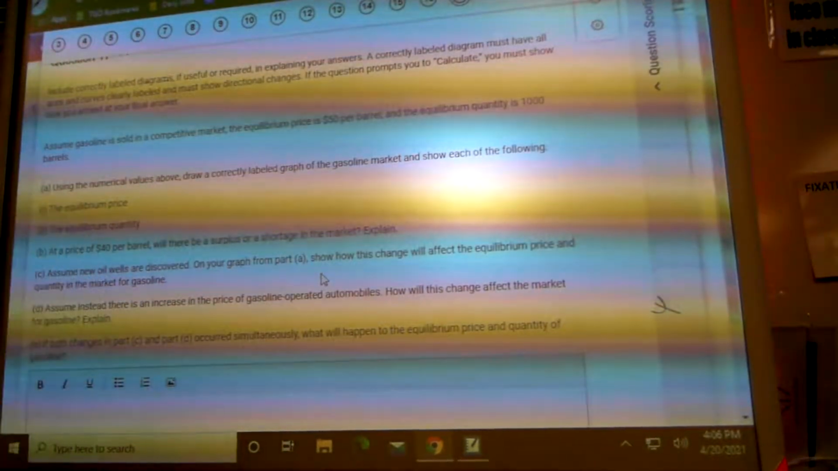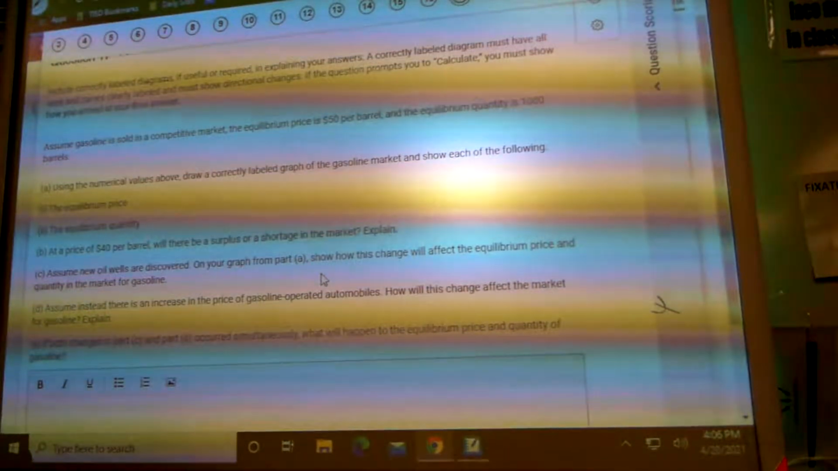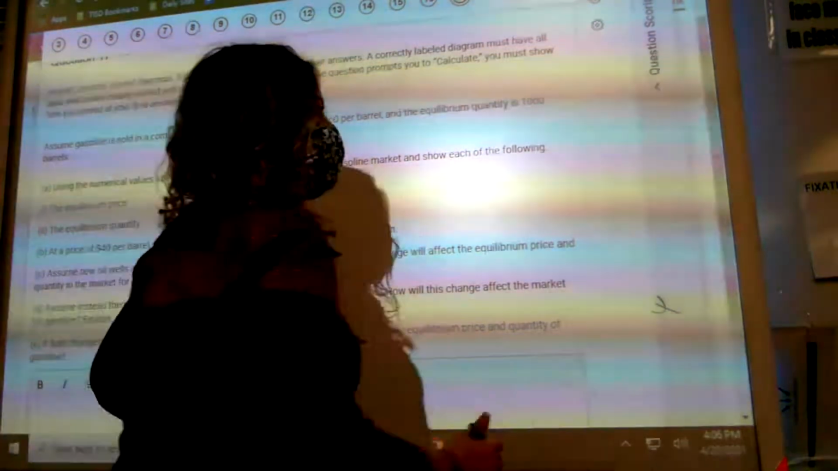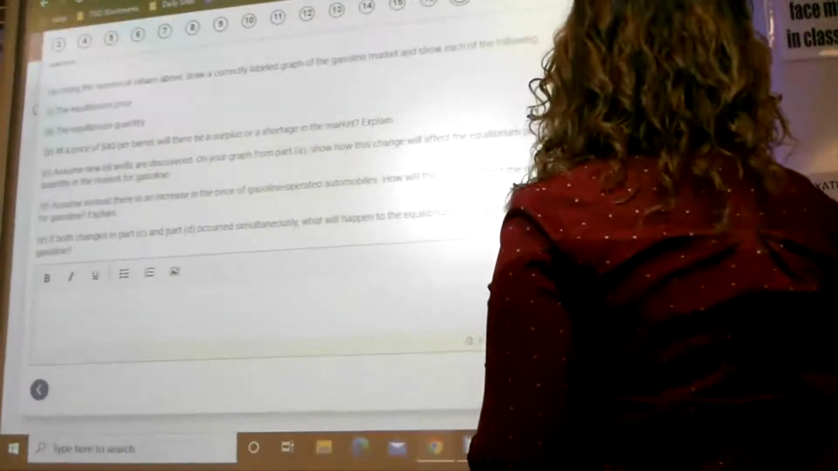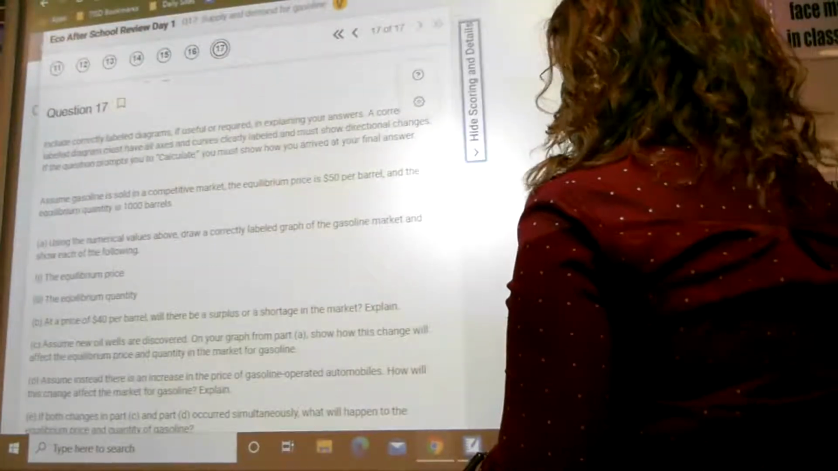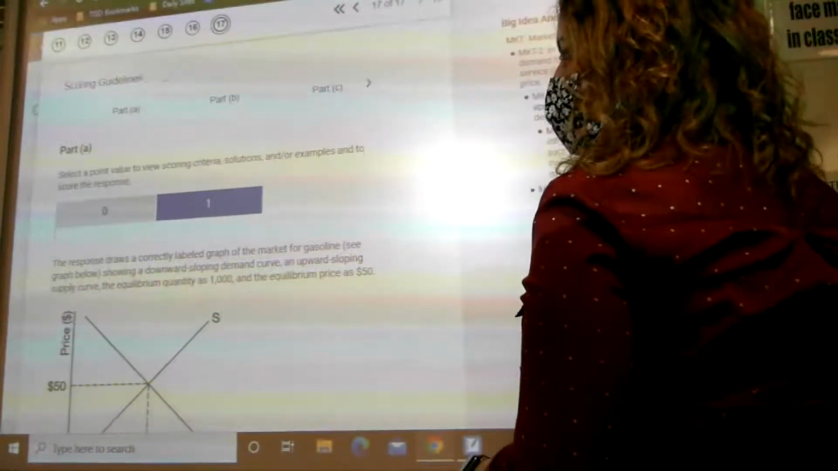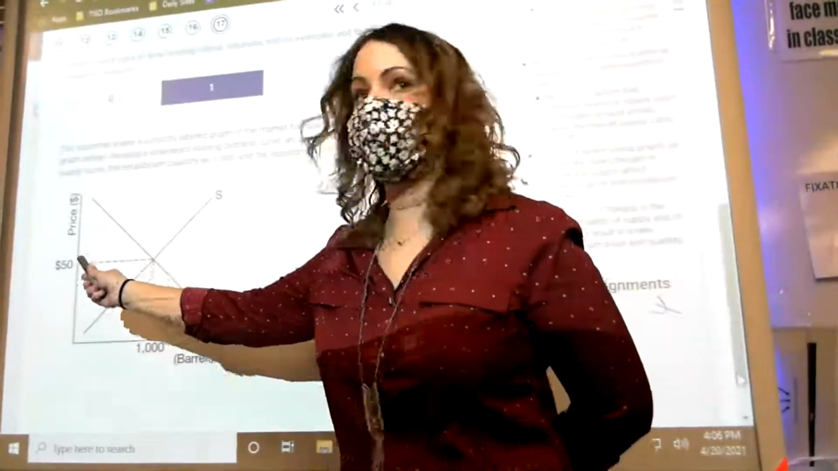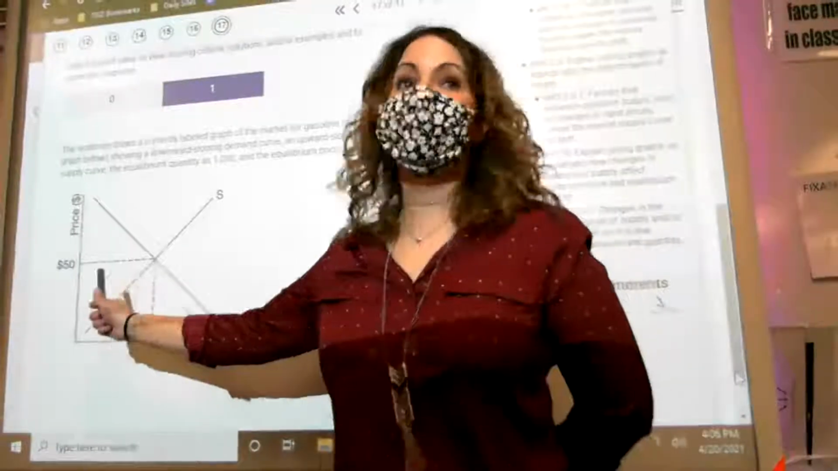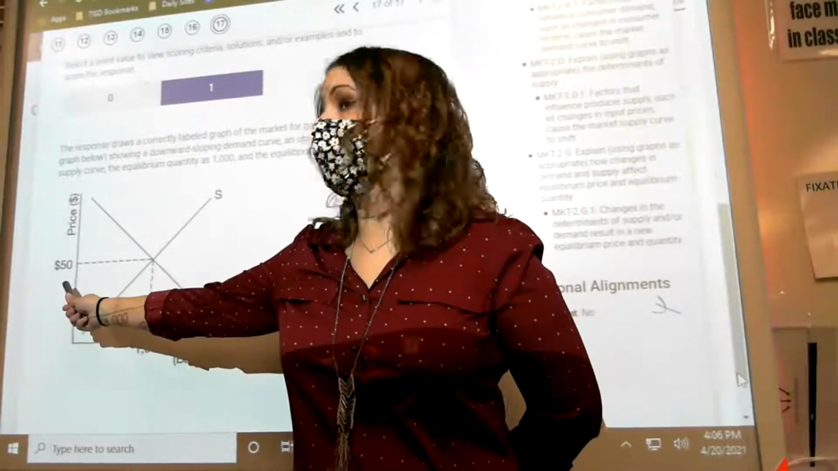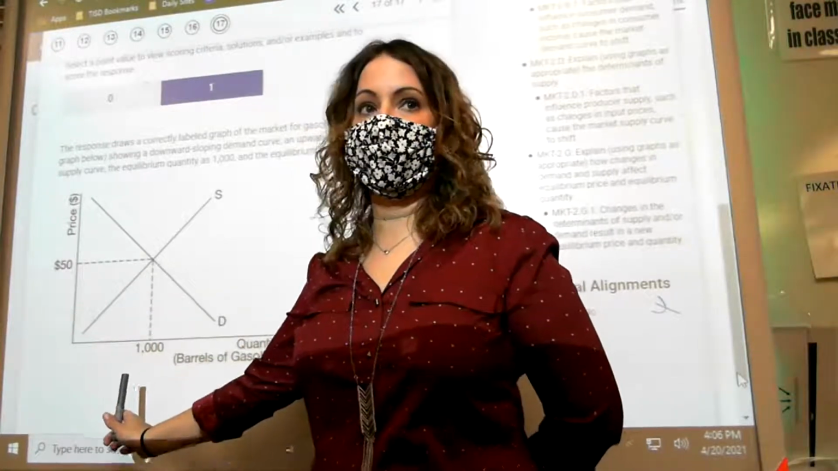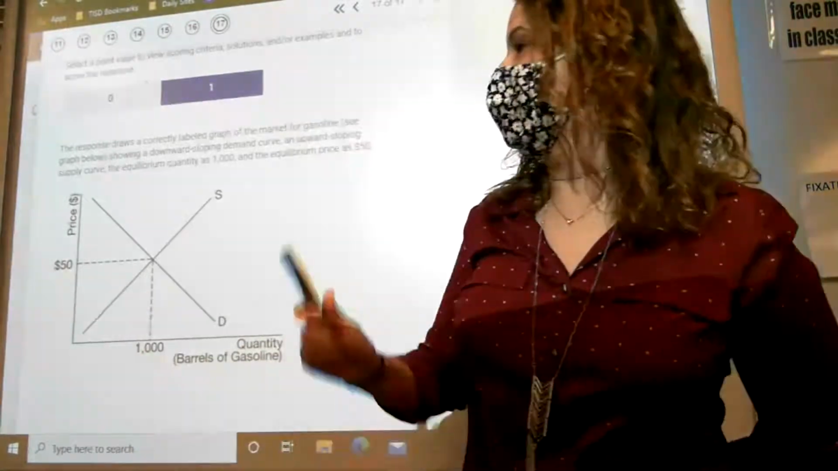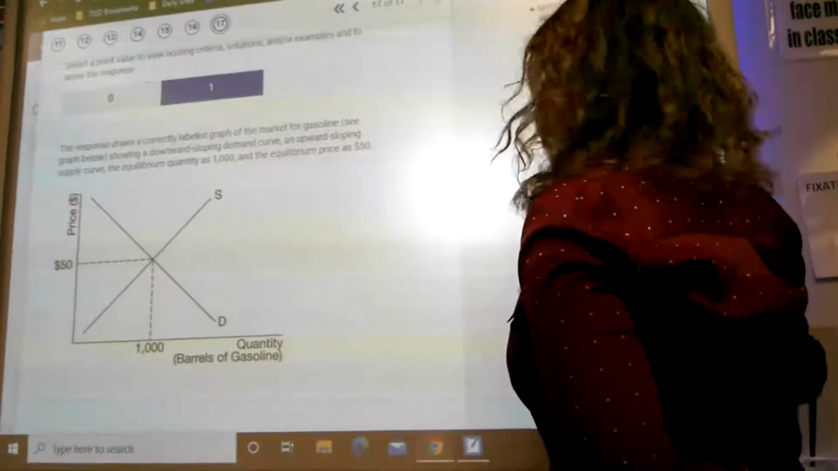Okay, let's talk about gasoline. On A, you are to draw a correctly labeled graph with price on the Y, quantity on the X, and your equilibriums need to be clearly labeled at $50 on the price and $1,000 on the X-axis. Give yourself a point if you got that right.